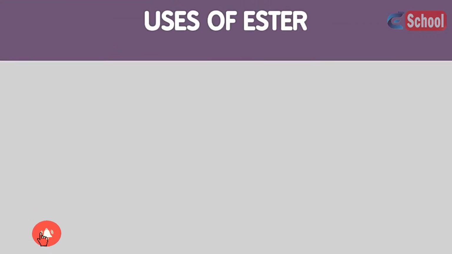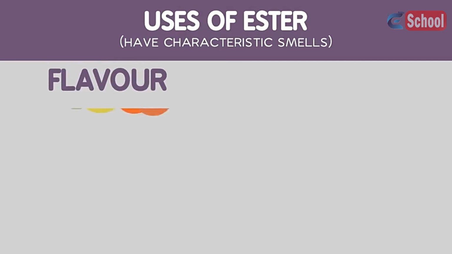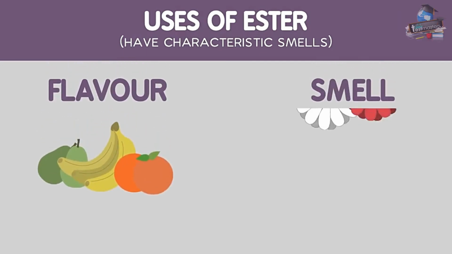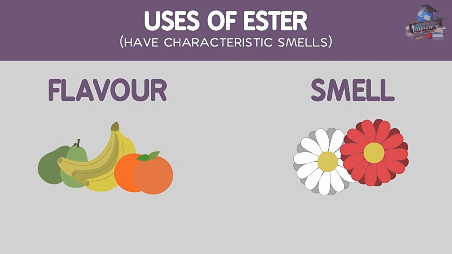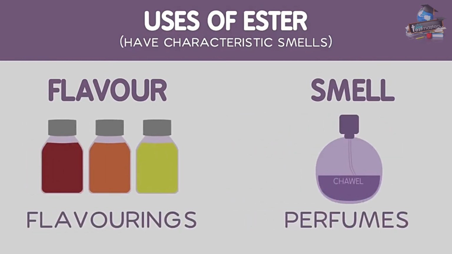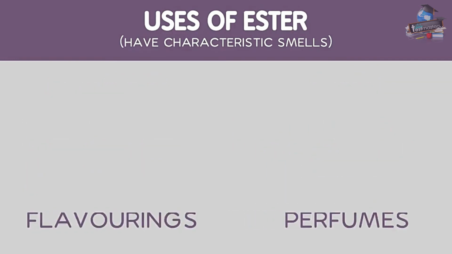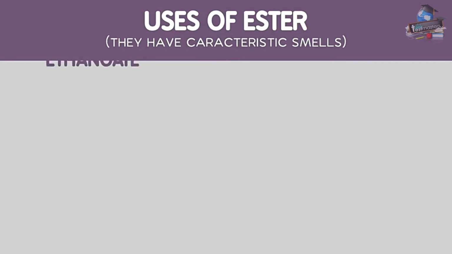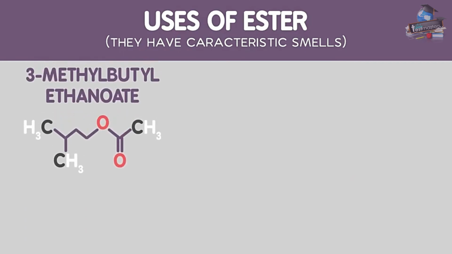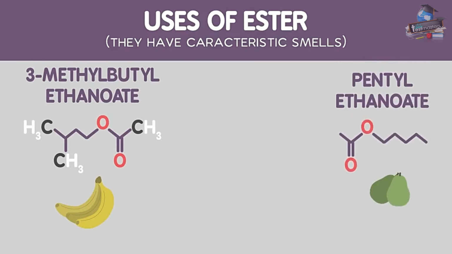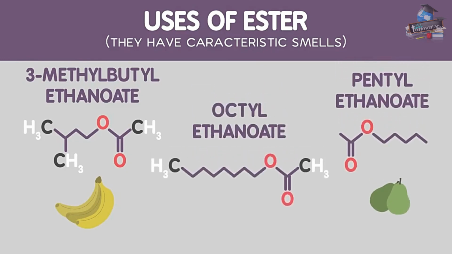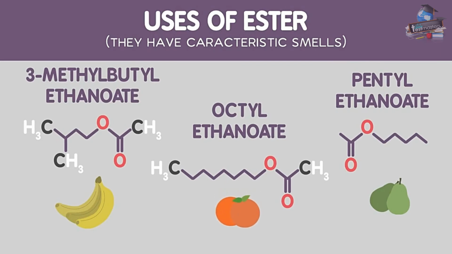Now, let's take a look at what esters are actually used for. Esters have characteristic smells and are responsible for the flavour of foods and smell of flowers. They are therefore useful as flavourings and perfumes. Some examples of esters together with their smells are 3-methyl-butyl ethanoate, or bananas, pentyl ethanoate, pears, and octyl ethanoate, oranges.